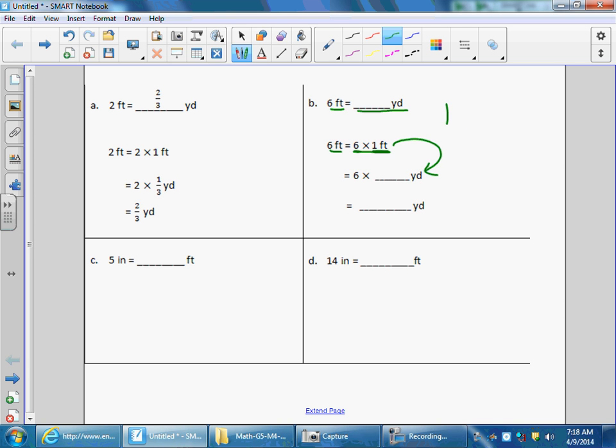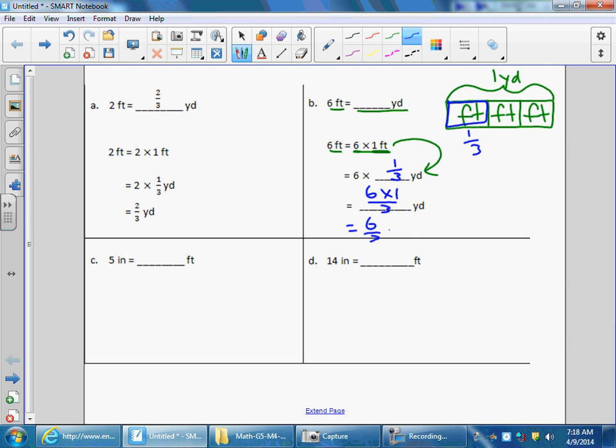So I need to know what 1 foot is equal to in yards. If I'm not sure, I can create a tape diagram. Here's a foot, and a foot, and I know from past experience that that equals 1 yard. So 1 foot is equal to 1/3 of a yard. Six times 1/3 is 6/3, which equals 2. 6 divided by 3 is 2 yards.